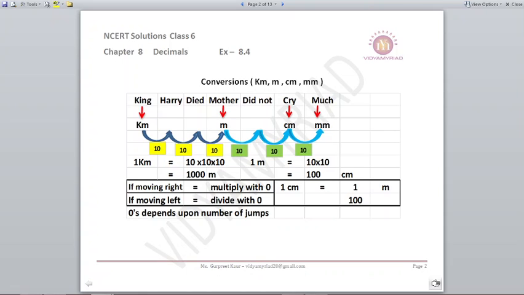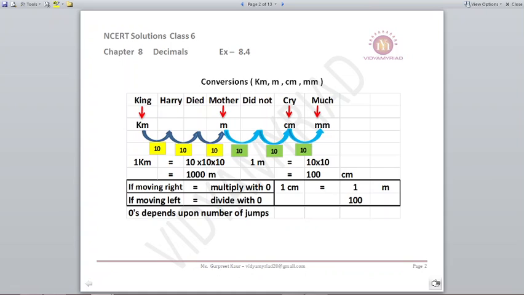Suppose I want to convert from meters to centimeters. How many jumps are there? There are only 2 jumps. 1 meter is equal to 10 into 10, 2 jumps, 2 zeros, which is equal to 100 centimeters. Same way, if I want to convert centimeters to millimeters, there is only 1 jump. That means 1 centimeter is equal to 10 millimeters. Now this is when I am moving forward, or moving towards my right hand side.